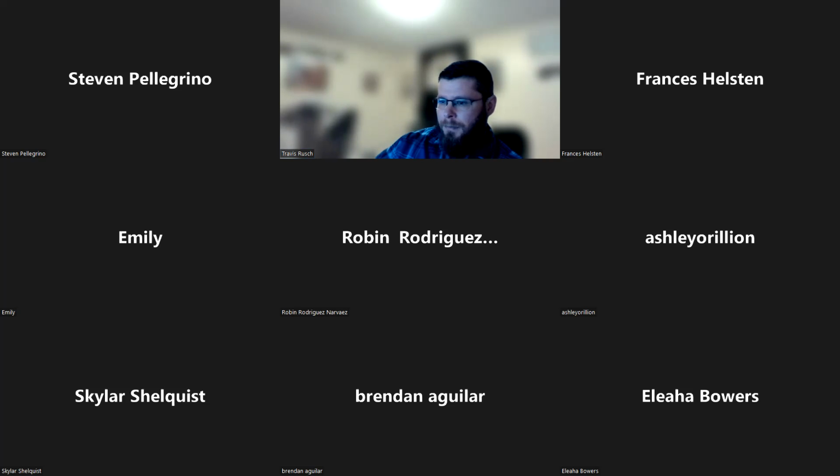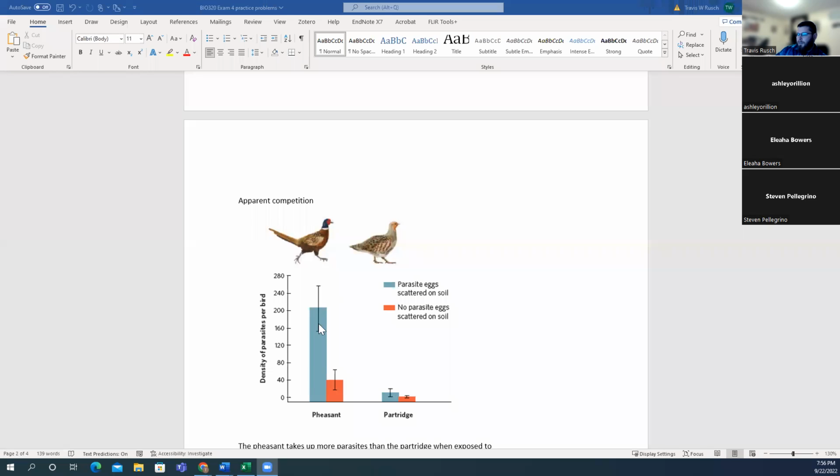And actually, Cogbooks gave you a figure for this, but not the figure that I would have shown you. I'm going to share real quick to go over the visual. So Cogbooks showed you this figure with the pheasant parasite load and the partridge parasite load in the 2 different locations, right? In blue is when parasite eggs were scattered on the soil in the manipulative plot, and pheasants took up a lot of parasites and partridges didn't take up that many. And when there were no parasites scattered in the soil, both had very low levels.